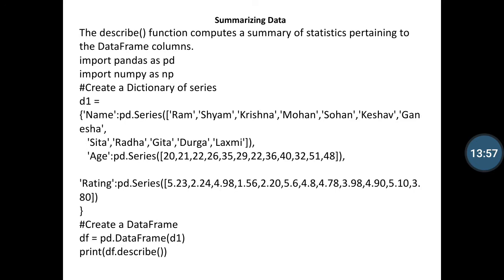So in this example I am defining the describe function that describes the data types. Those are used for the values or the total statistical functions in the Pandas library. First of all we create a dictionary series. I am defining a variable d1 and creating the dictionary variables with key values name, age and rating.